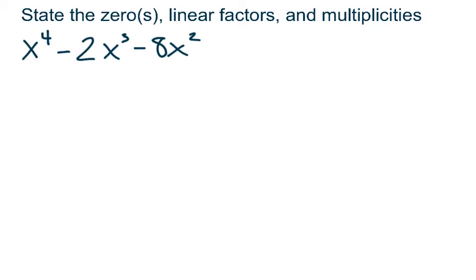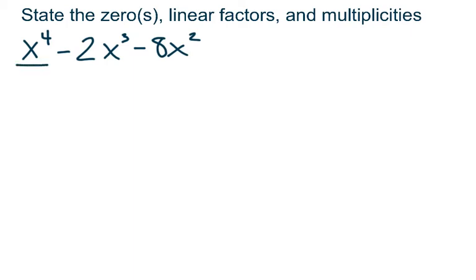Okay. So you're looking at your graph. You should see what's happening. Now let's talk about what's happening. So the first thing we're going to do is find the zeros. So we're going to factor this.